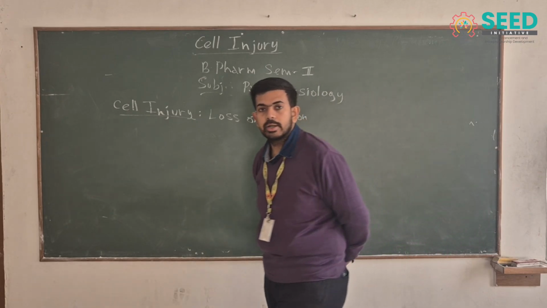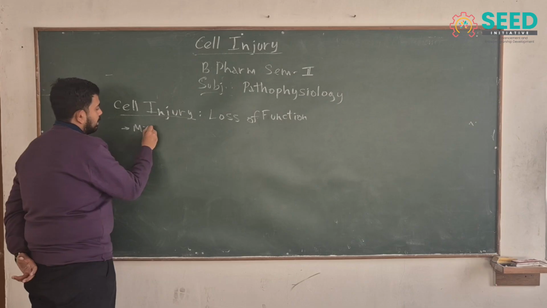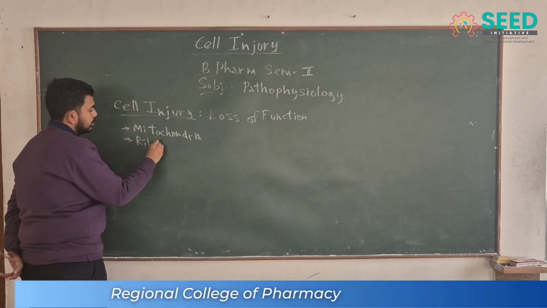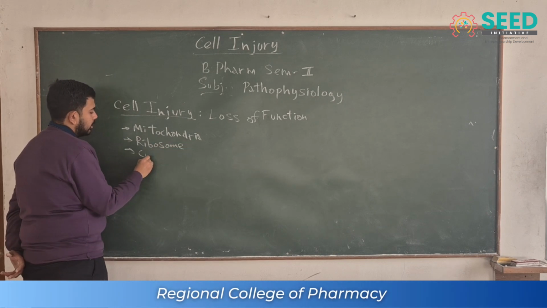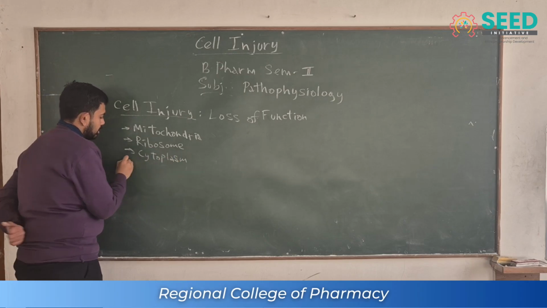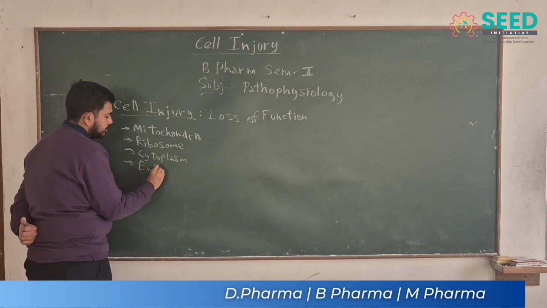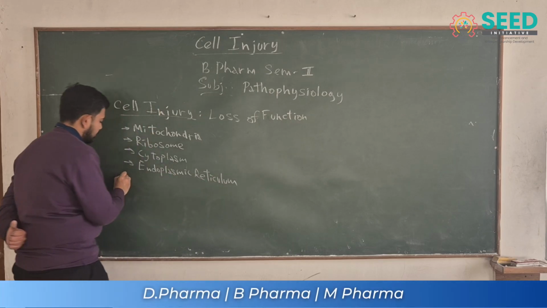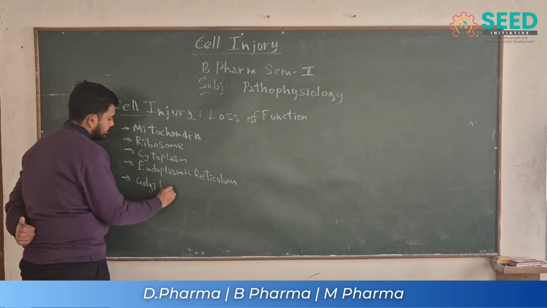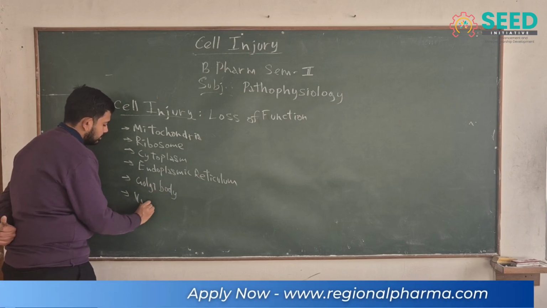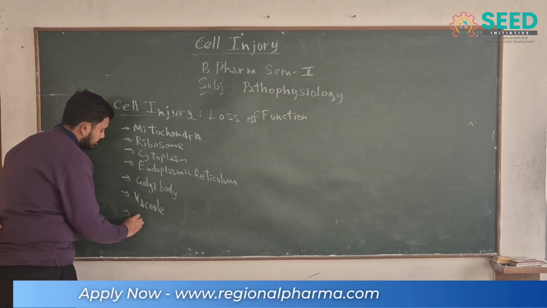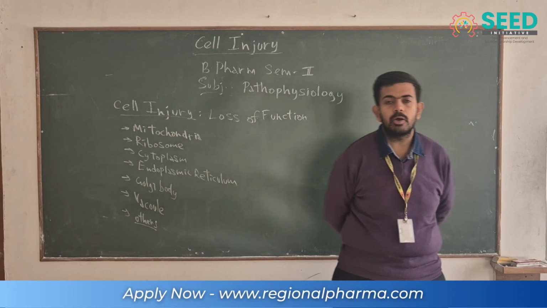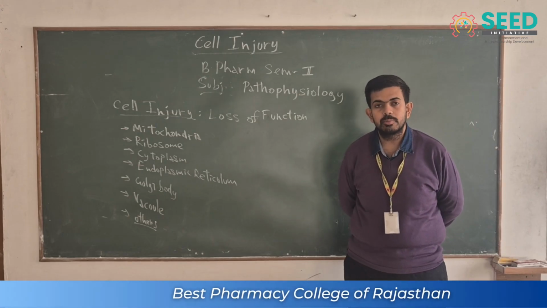Since a cell contains many organelles like mitochondria, ribosomes, cytoplasm, endoplasmic reticulum, Golgi body, vacuole, and so on, these are some names of the cell organelles present in a cell, and each organelle performs a different function.